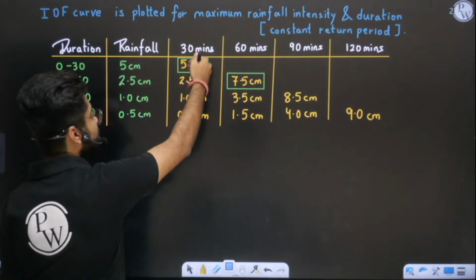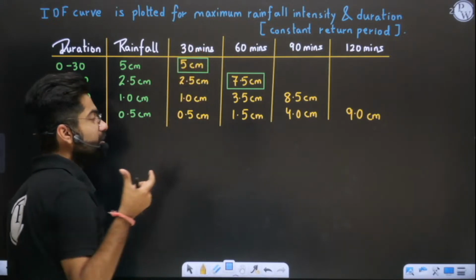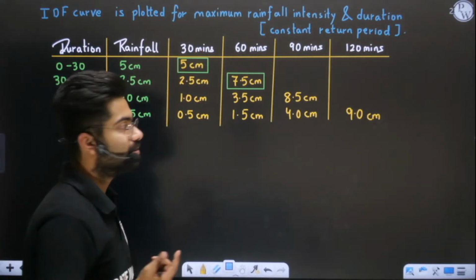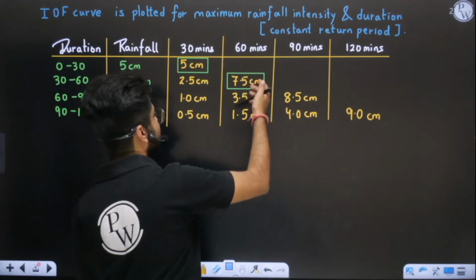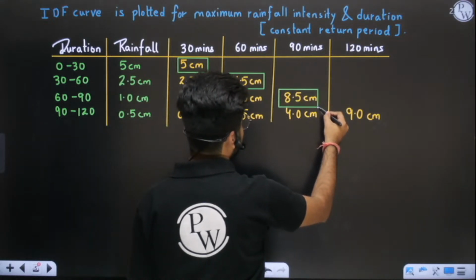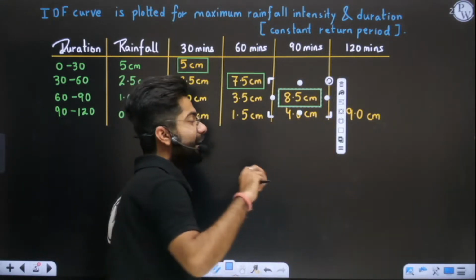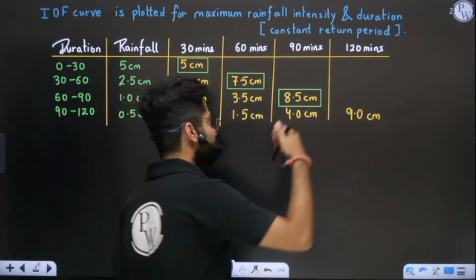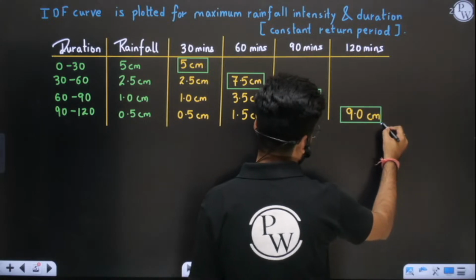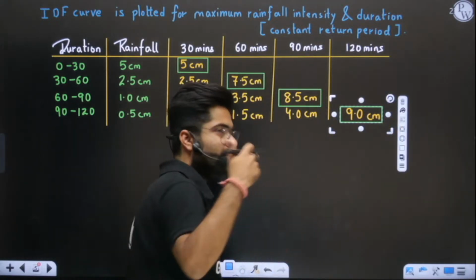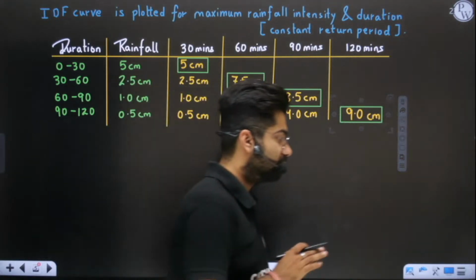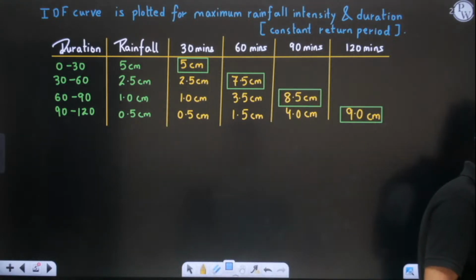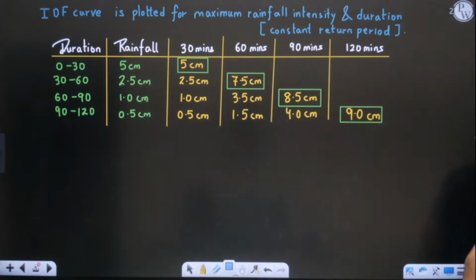Which depth is maximum in 30-minute duration? Obviously 5 centimeter. Which depth is maximum in 60 minutes? Obviously 7.5 centimeter. Which depth is maximum in 90-minute duration rainfall? Obviously 8.5 centimeter. And which depth is maximum when we are talking of 120 minutes? Only one is there, and that will be the maximum one. That is 9. Yes or no? Yes or no, Sushil? And Yugal, I hope it is clear to you.